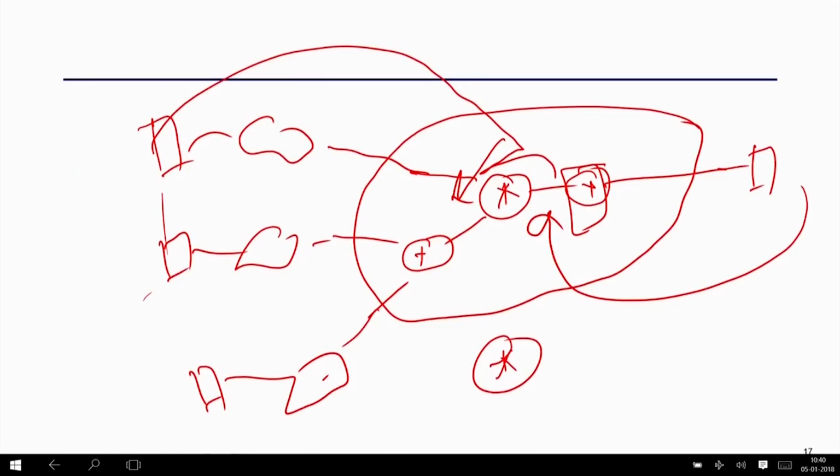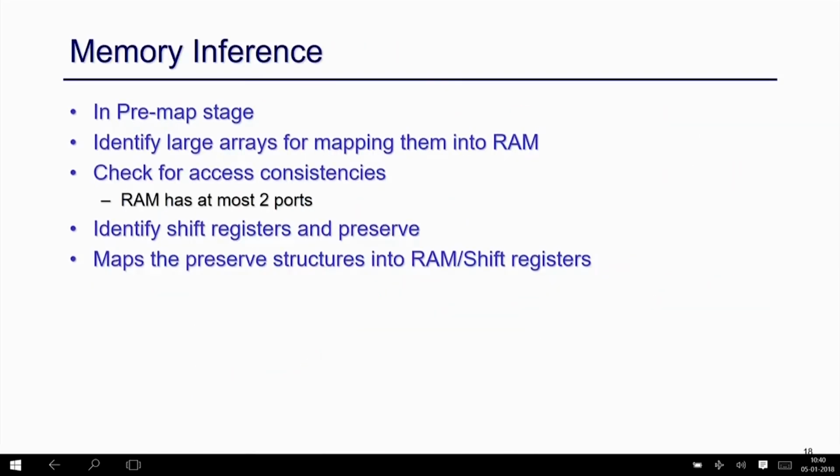Similarly, if you go for memory inference, again it has to be done in the pre-map stage, because if you map the whole array into the logic array, into logic and registers, then it will be a problem.